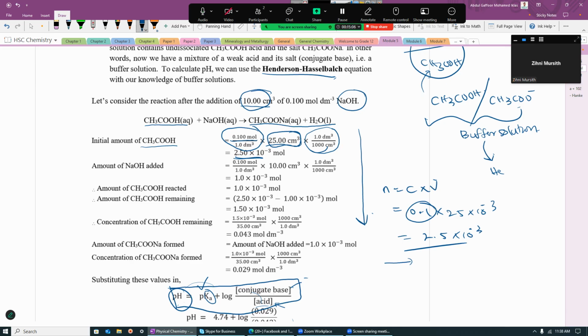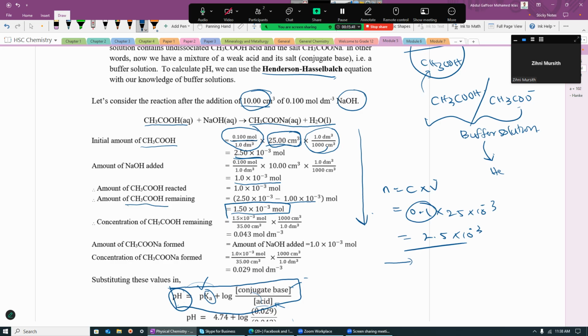Okay, so the added amount of NaOH. Now we are adding only 10 milliliter of NaOH, so the added amount of NaOH is going to be 0.1 into 10 power minus 3. So what is the remaining CH3COOH? We already had 25 and this amount has reacted. So 1.5 into 10 power minus 3 mole of CH3COOH will be remaining.